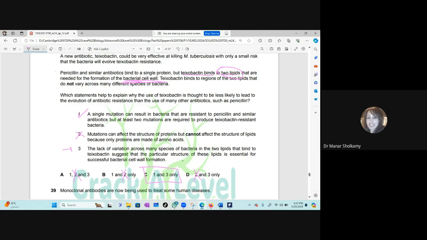And let's look at number three. It should be right. The lack of variation across many species of bacteria in the two lipids that bind to Teixobactin suggests that the particular structure of these lipids is essential for the bacterial cell wall formation. Didn't they say that already? Yes, here, it's needed for the formation of the bacterial cell wall. So three is very correct. So it is one and three. Okay.